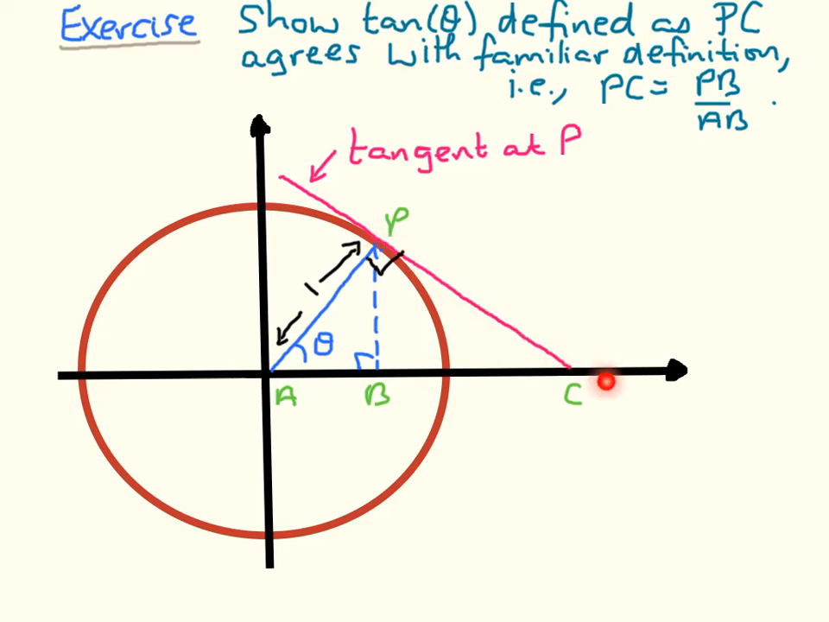So if you were to say that this was the tangent and this length is 1, then in a similar way, using similar triangles, you can show that this length is equal to this divided by this. And therefore the tangent of theta with this definition also gives you that the tangent of theta is PB over AB. So it is the sine of theta over the cosine of theta. So that's, I think, worth checking.